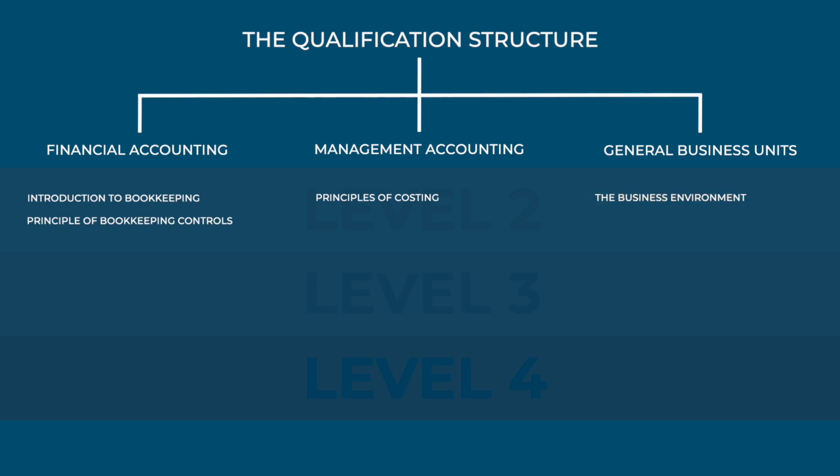In the general business unit strand, we have business environment. This looks at economic factors, legal structures and some law that relates to owning and running a business. This unit is examined as part of the synoptic assessment at Level 2.